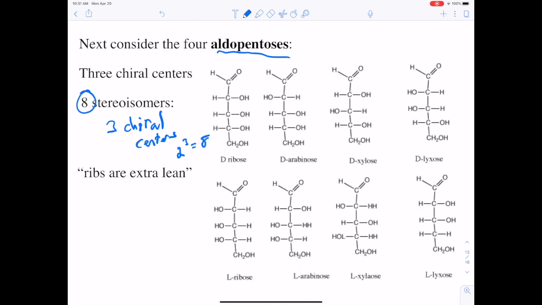There's a mnemonic for knowing these: ribs are extra lean: ribose, arabinose, xylose, and lyxose. That's if you're working with these a lot and you really need to know the name. I'm not going to put up one of these and say name it. That would be unfair, but there are mnemonics if you need to know them. So ribose has all 3 OHs on the same side, and you have the D and the L form.